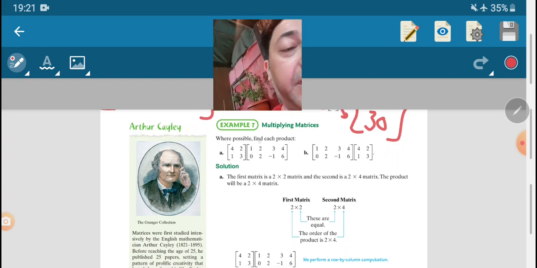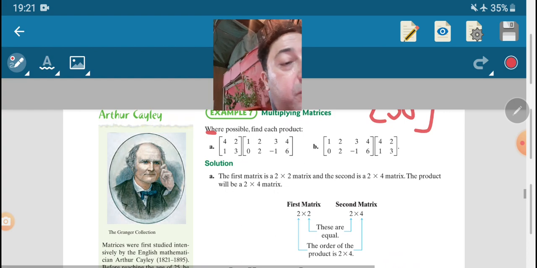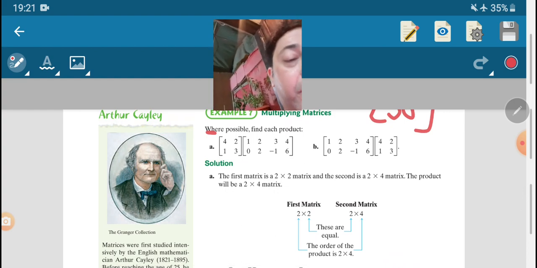Now, can we multiply these 2 matrices? Where possible, find each product. This means if it's impossible, don't do anything.